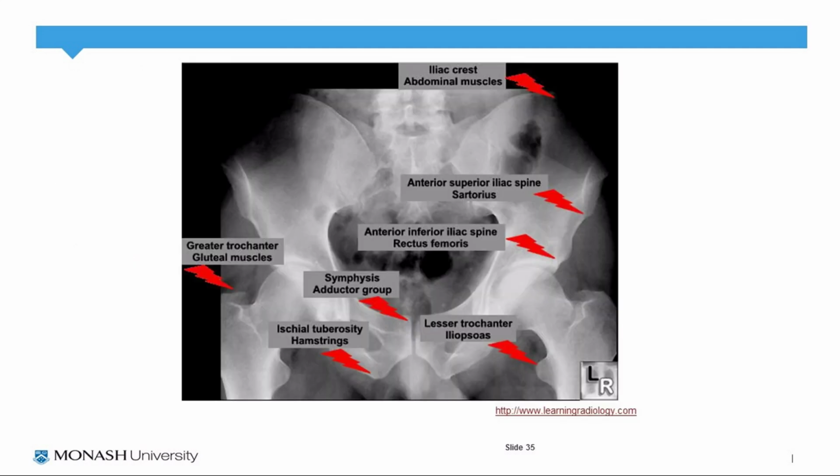Now I've given the next slide, which shows the muscle that inserts and also to which anatomical area of the pelvis. So here we can see the ASIS and it's the sartorius, and also here we have very commonly the ischial tuberosity with the hamstring that attaches there.